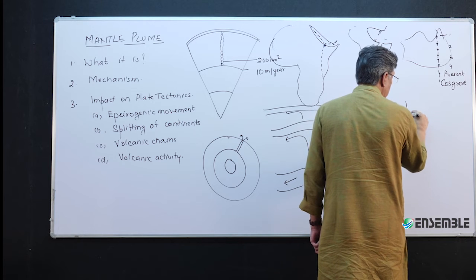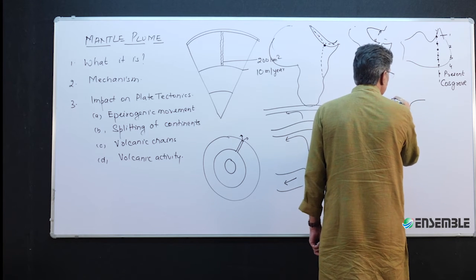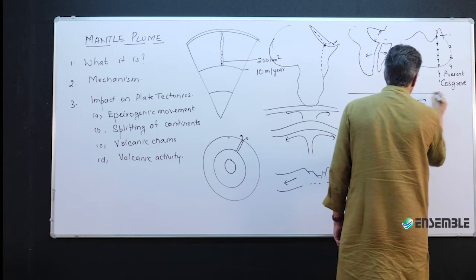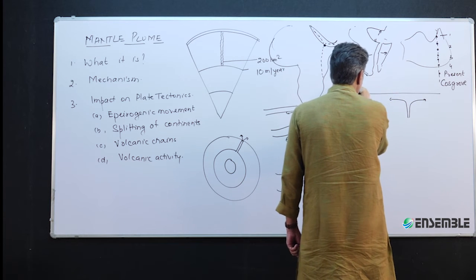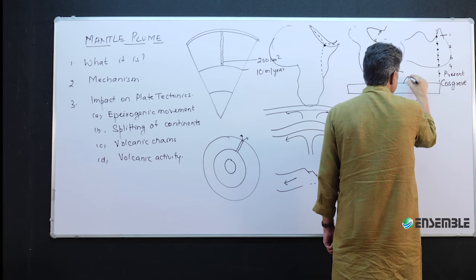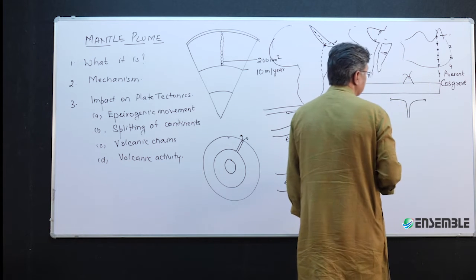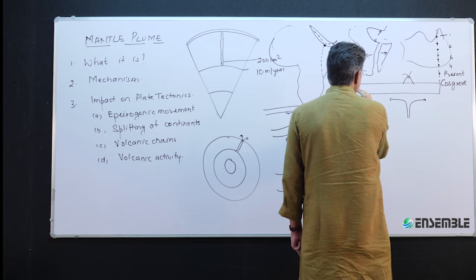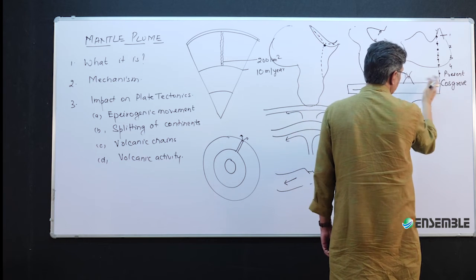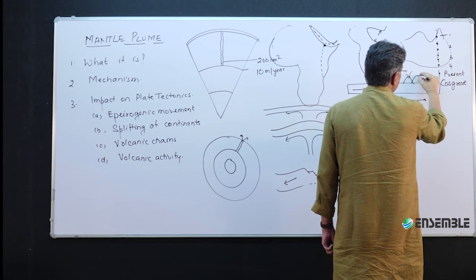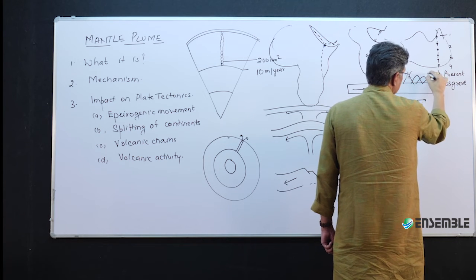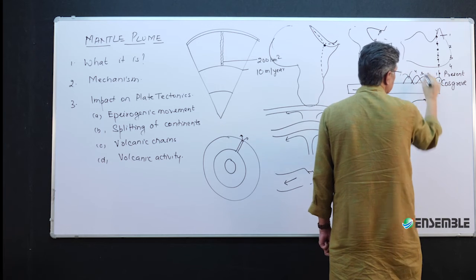If such a mantle plume develops beneath an ocean basin, what is going to happen? This is going to be the oceanic plate. Maybe this is the place where the present volcanic activity has taken place. Supposing that this plate has been moving in this direction, then it will create 1, 2, 3, 4. That was the first one, this was the second, this was the third, this was the fourth.